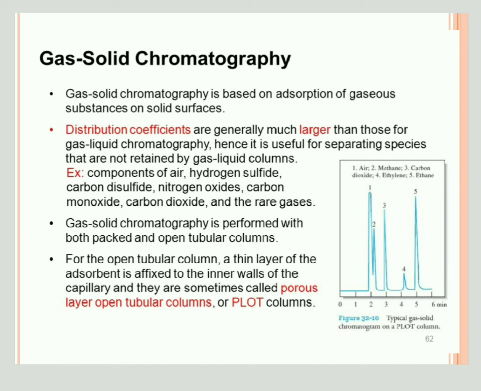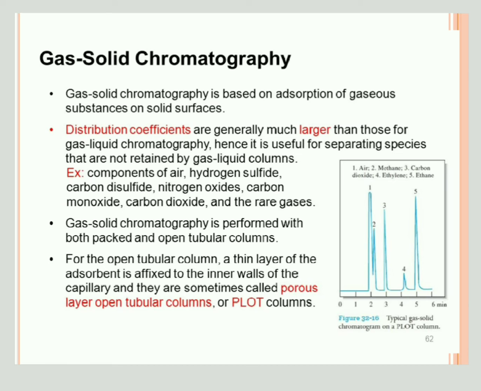Then gas solid chromatography. This is used for the separation of inorganic gases and hydrocarbons such as water, formaldehyde, and hydrogen sulfide. Less volatile compounds cannot be eluted efficiently at acceptable temperatures here. It can separate mixtures of hydrogen isotopes, isomers, and proteins.